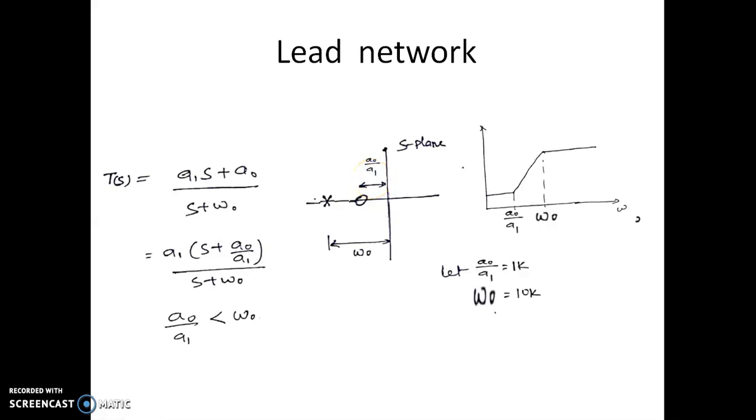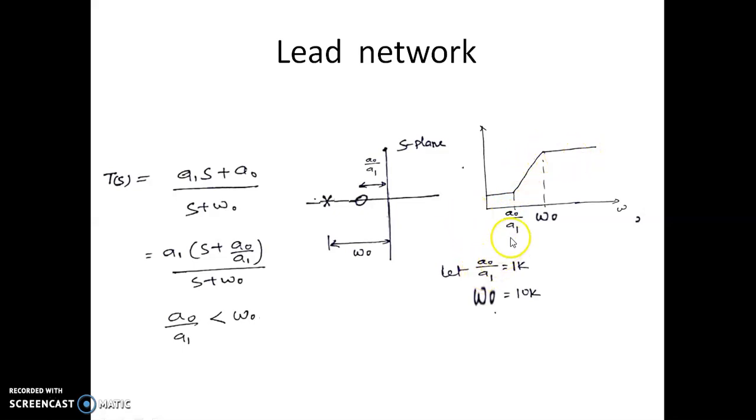This is the pole-zero plot, and this is the magnitude plot of the lead network. As we can see here, initially there is no slope, that is 0 dB per decade. Since a zero comes at a0/a1, the slope of the magnitude plot increases at a rate of plus 20 dB per decade, and then it again becomes 0 dB per decade after omega naught, because at omega naught we are going to have a pole. So this is the magnitude plot. Initially 0 dB per decade, the slope increases and then again becomes 0 dB per decade.